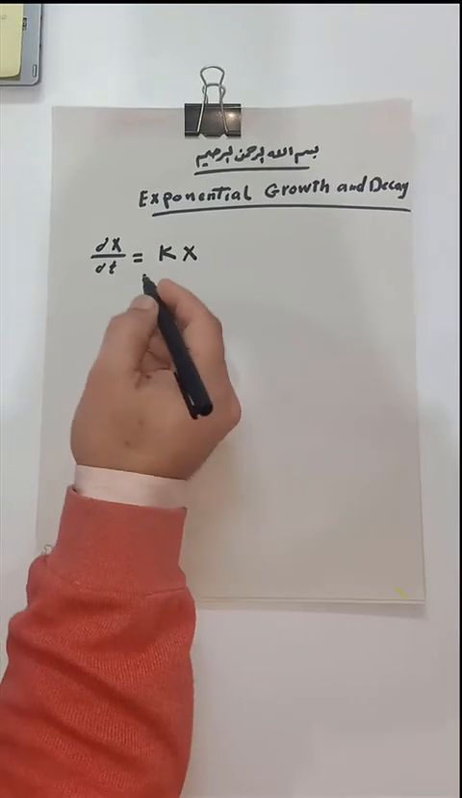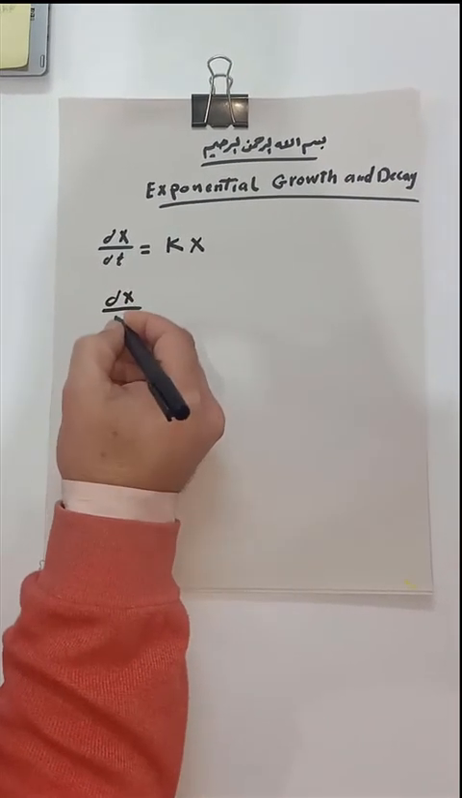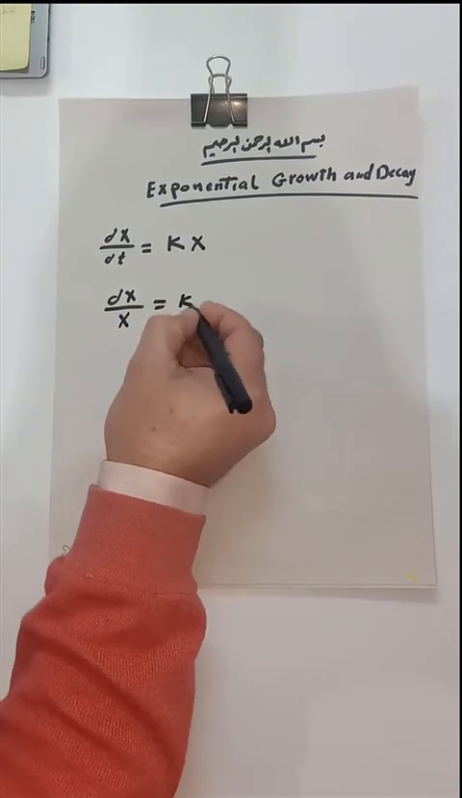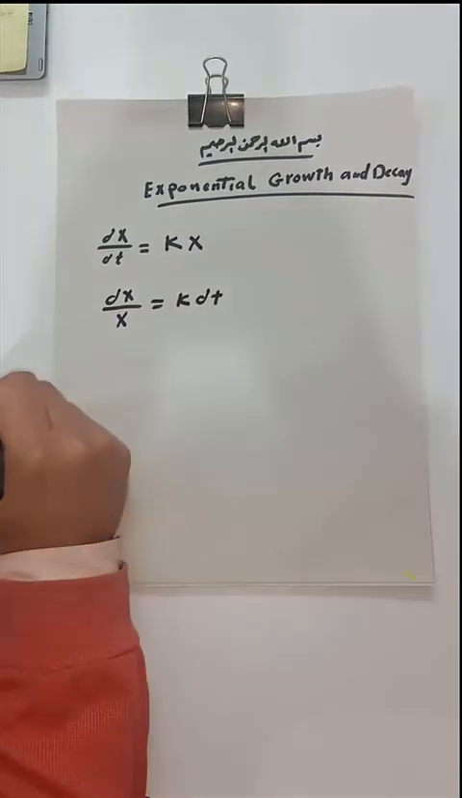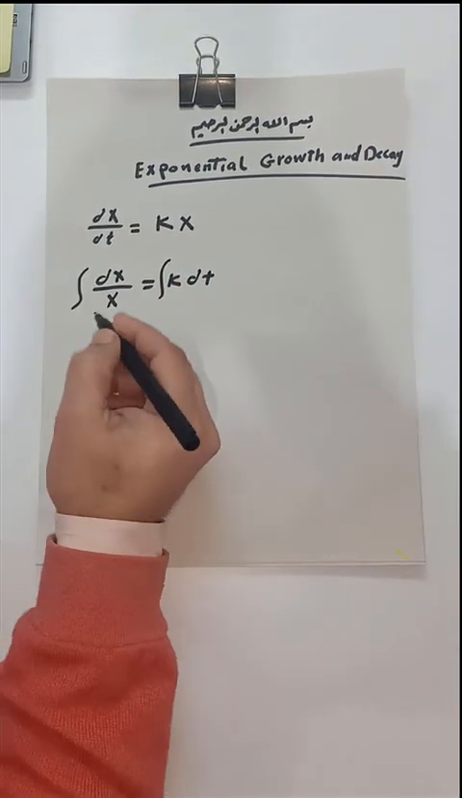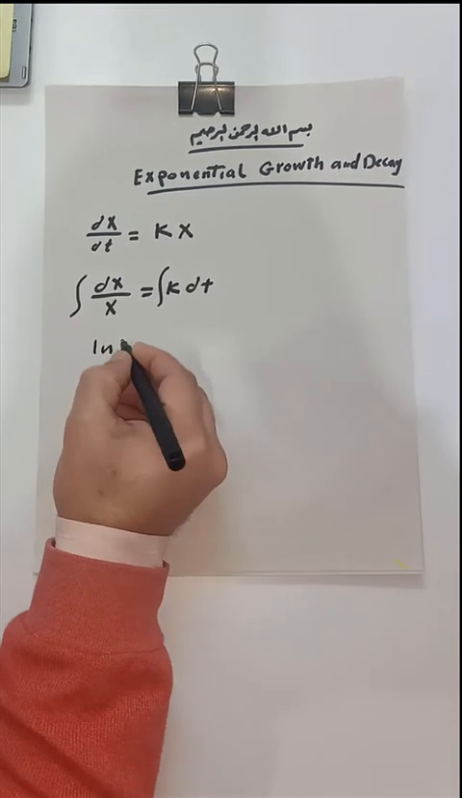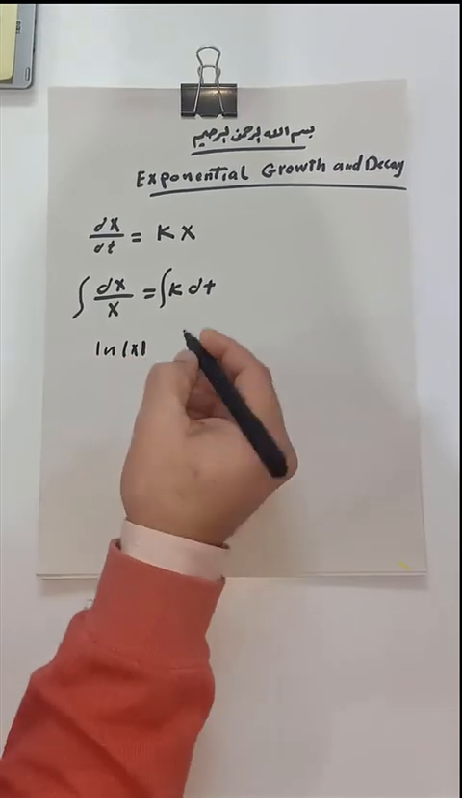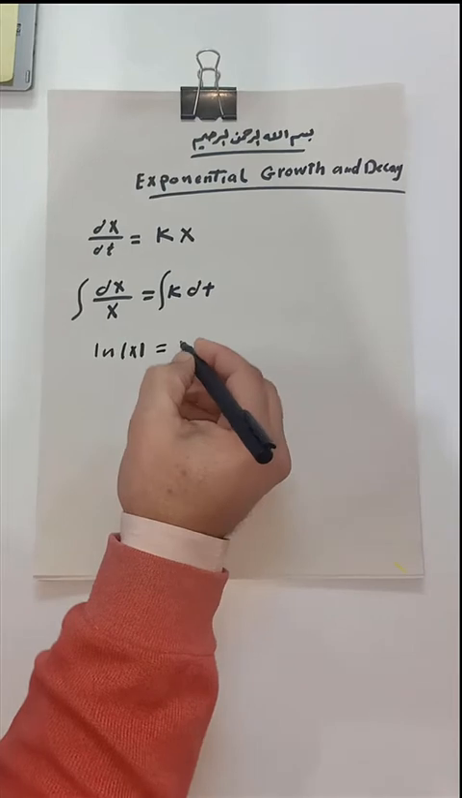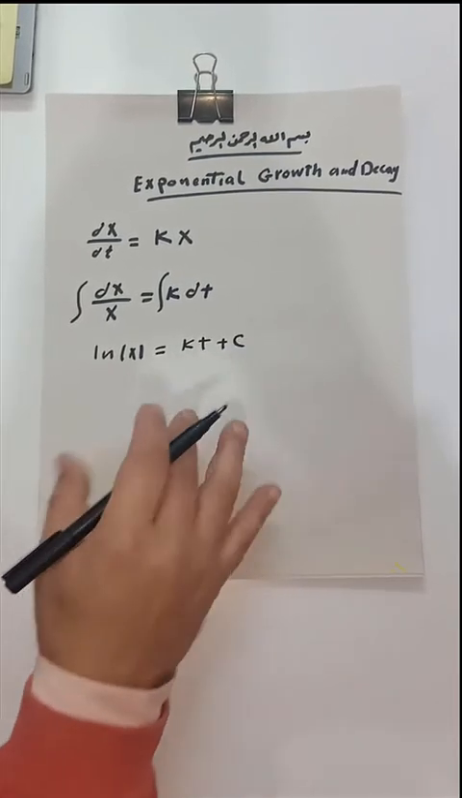If we separate this equation, we get dx/x equals k dt. By integrating both sides, we get ln of the absolute value of x equals kt plus c, a constant.